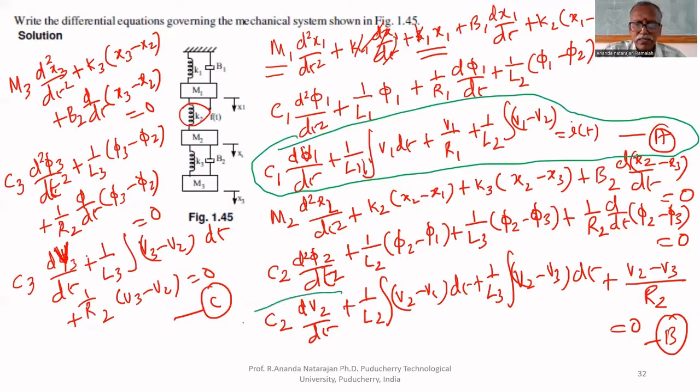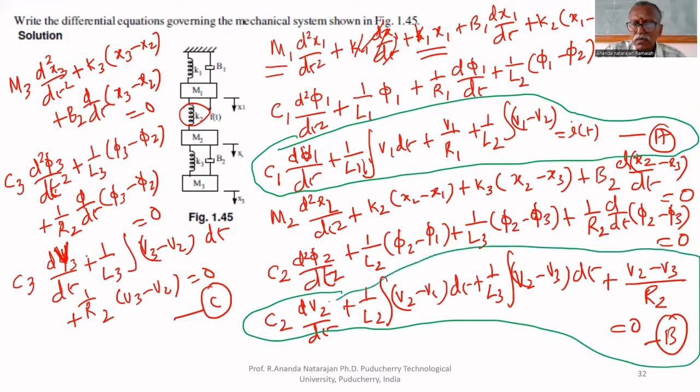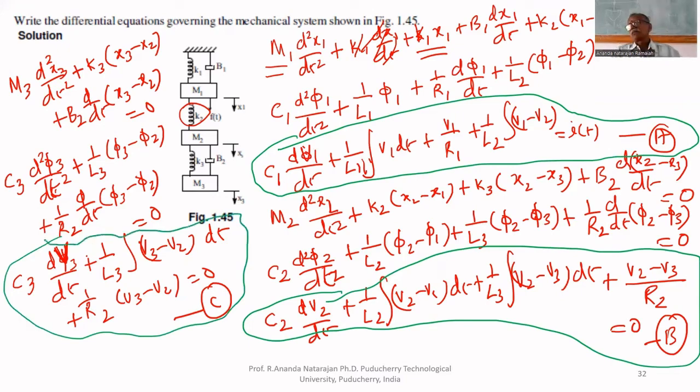This is the second equation. This is the third equation. Now we have to draw the circuit, that's all. We are doing the KCL in the reverse direction. In circuit theory, for a given circuit you write KCL. Here, for the given equations, you have to draw the circuit.